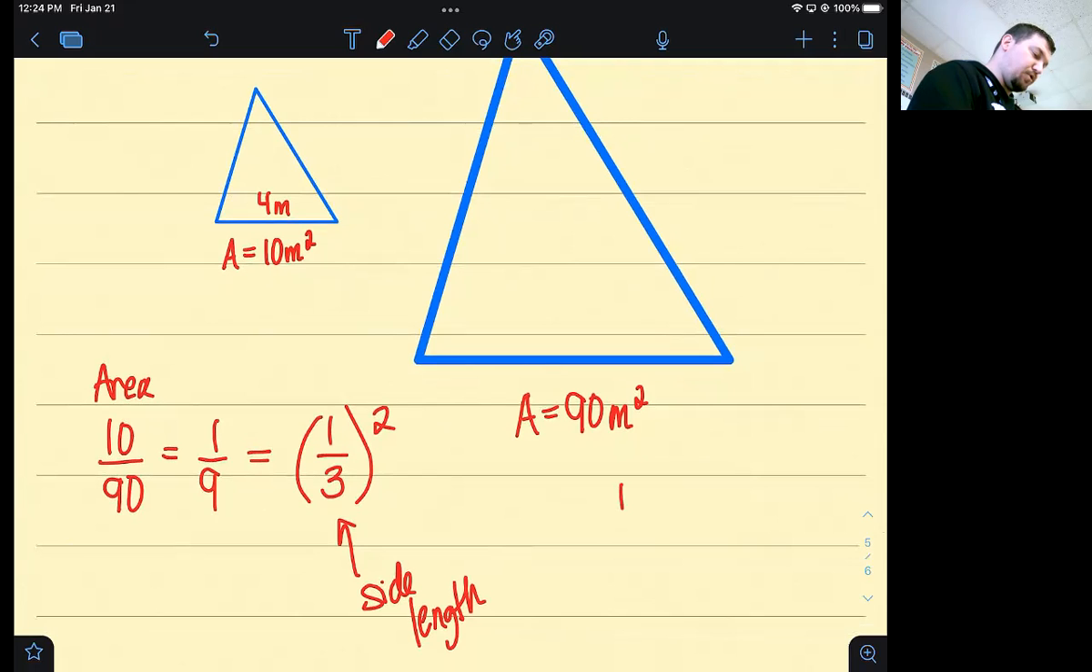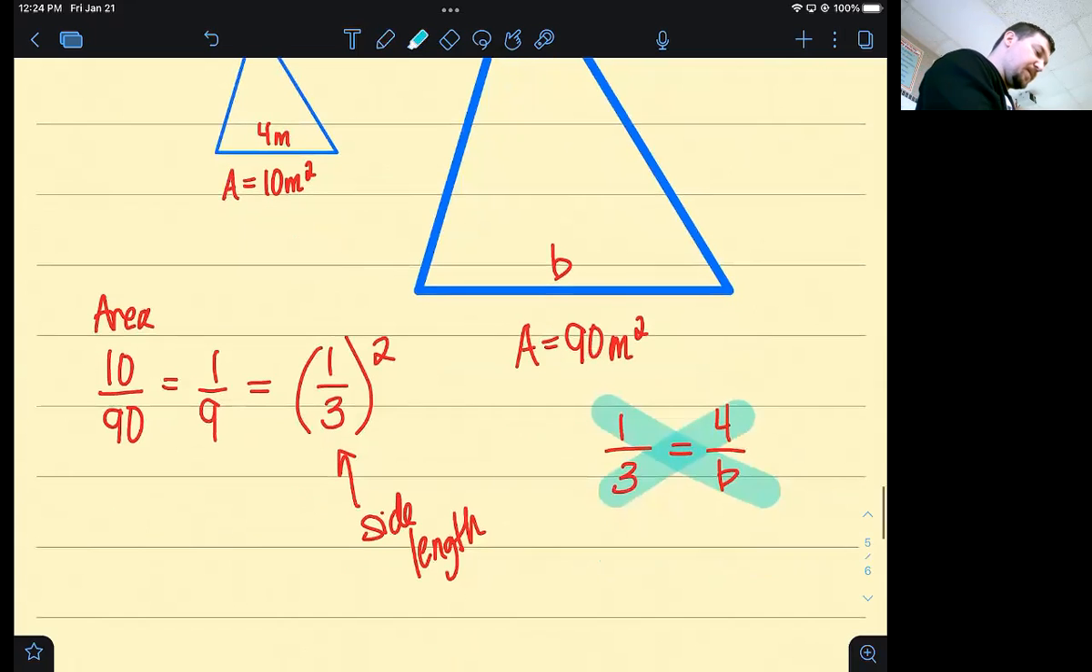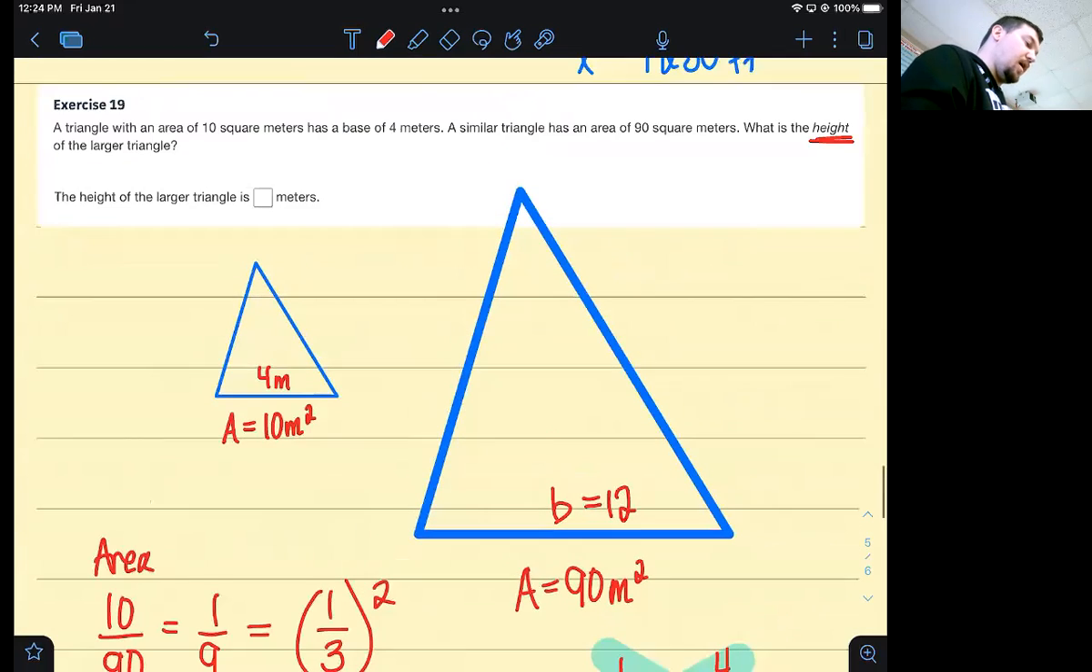So if the small triangle and the large triangle have a side length ratio of 1:3, then if the base of the small triangle is 4, the base, we'll call it B for base, of the large triangle would be what? This is a proportion you should be able to solve in your head. Lucy? Yeah, the base of the larger triangle is going to be 12 meters. So B equals 12. Now, they ask you for the height of the larger triangle.